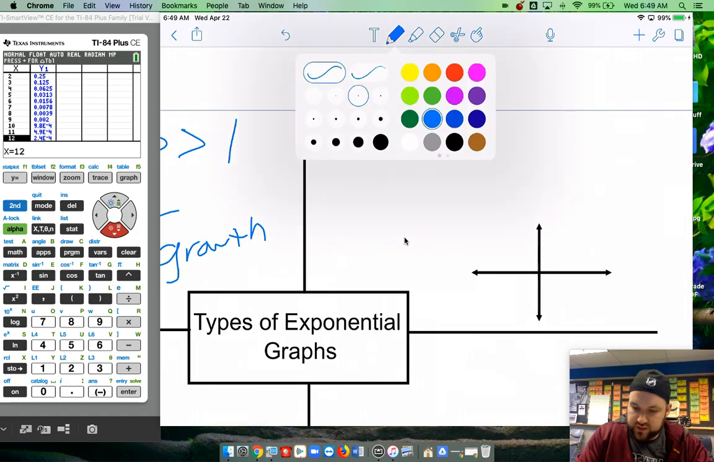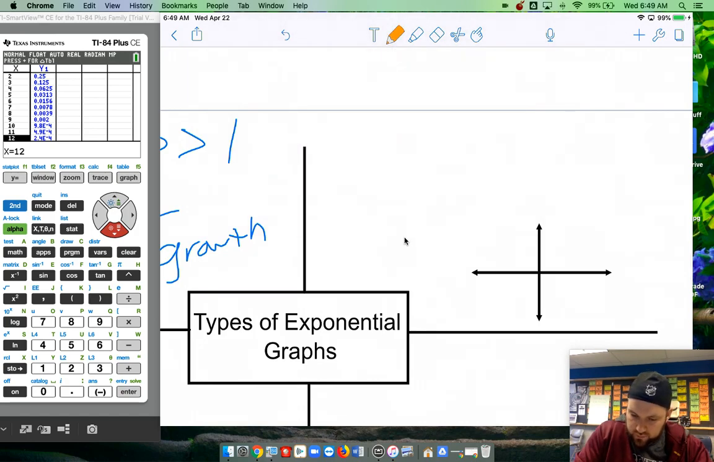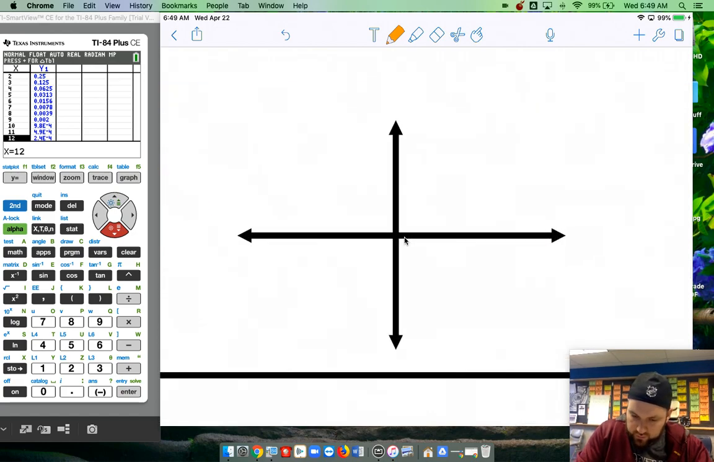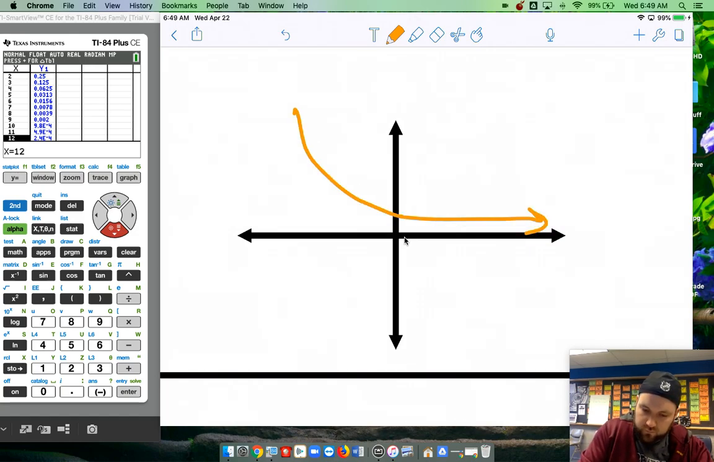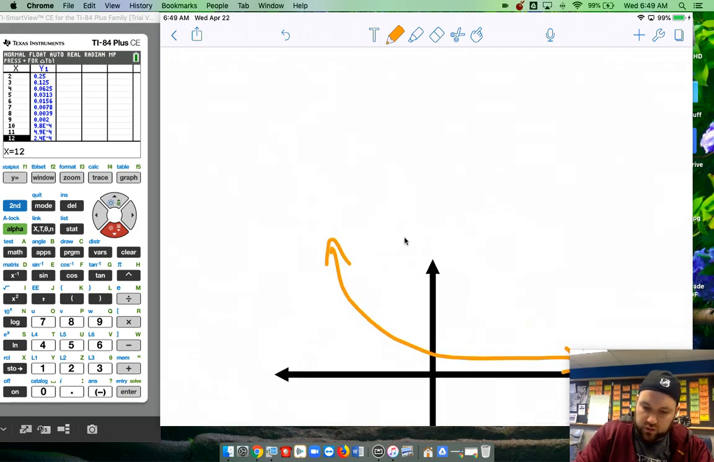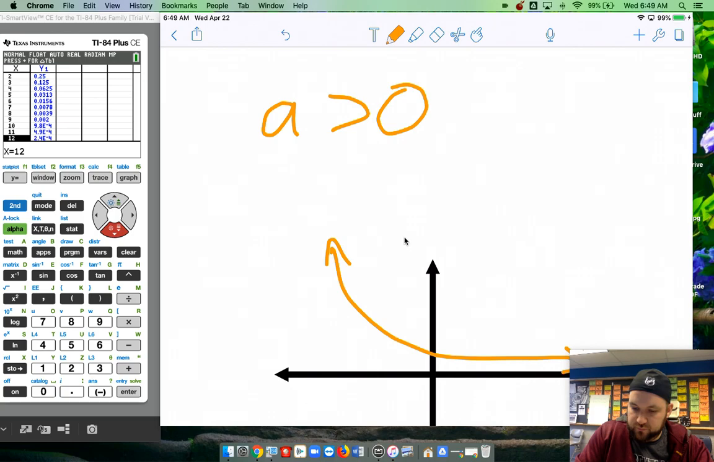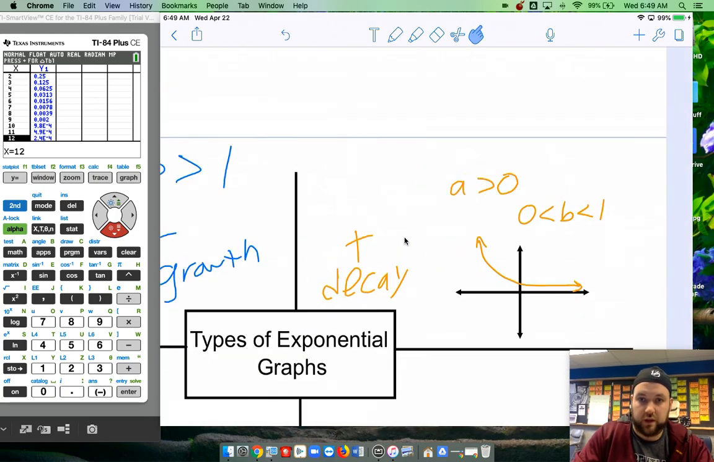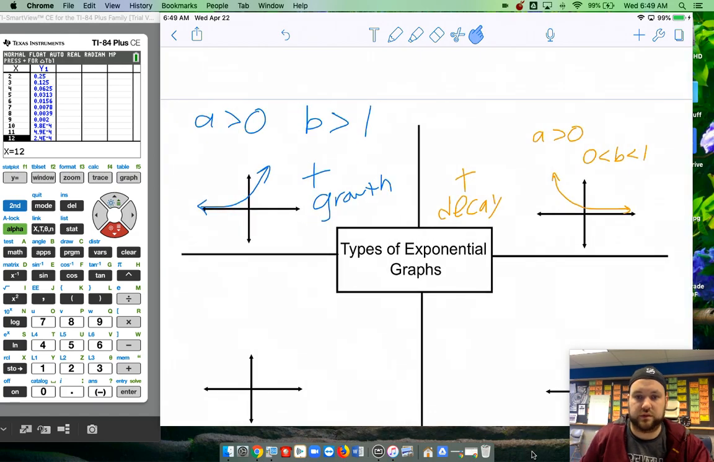The next one we looked at was positive decay. That looked like I start high, but I'm approaching 0. Okay. This occurs when the start value is still positive, but B is between 0 and 1. Okay, that growth factor is between 0 and 1.